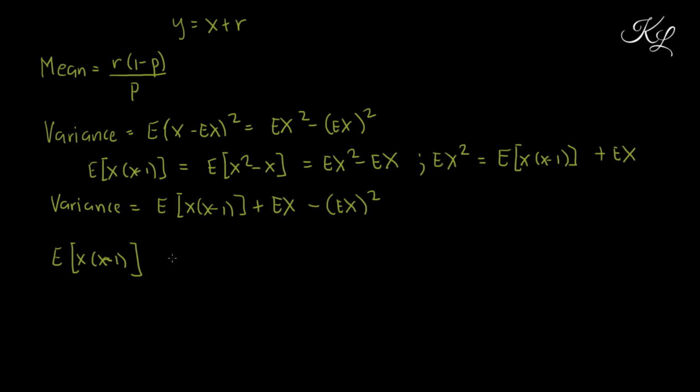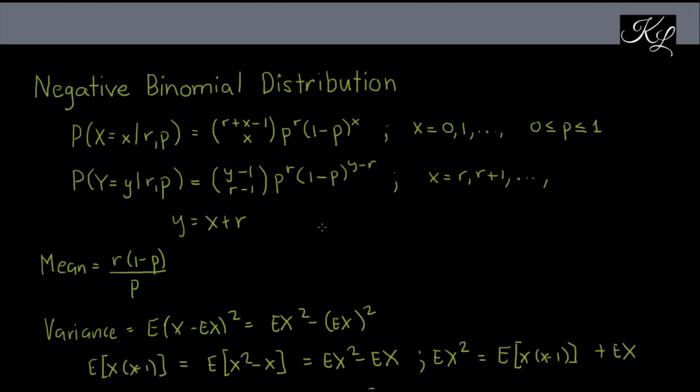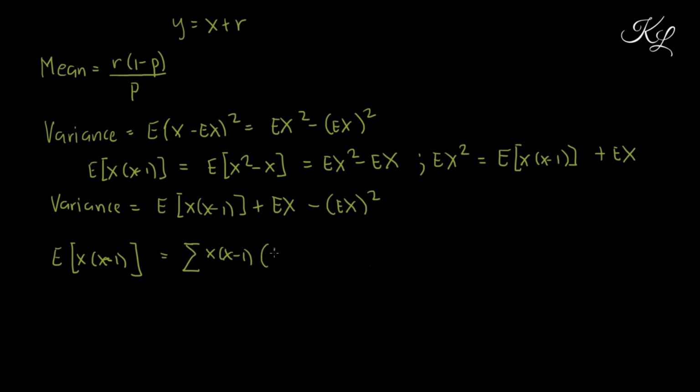By definition of expectation, we know that this is equal to the summation of x times x minus 1 and the probability mass function, which is this one: r plus x minus 1 choose x, p raised to r, and 1 minus p raised to x, with x equals 0 to infinity. Similar to our derivation of the mean, if x equals 0, this whole term becomes 0. And if x equals 1, then 1 minus 1 equals 0, so this whole term also becomes 0. So what we're left with is x equals 2 to infinity.